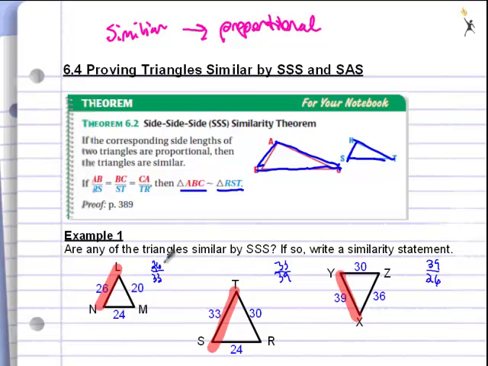26 is actually a very odd number. We don't deal with it a lot. The only numbers that go into it are 1, 2, 13, and 26. 33, on the other hand, 1 and 3 will go into, and 11. But we don't get any common factors here. 26 over 33 actually will not reduce. 33 over 39, however, 3 goes into both. 3 goes into 33 11 times. 3 goes into 39 13 times. And so we get the reduced ratio of 11 over 13.